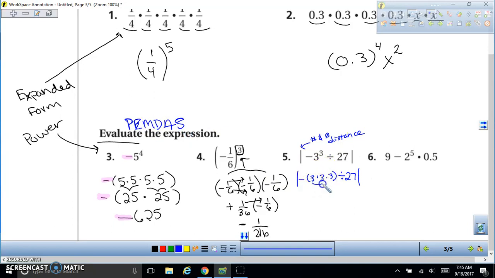3 times 3 is 9, and 9 times 3 is 27. Now I have the absolute value of negative 27 divided by 27. Negative 27 divided by 27 is going to be a negative 1. So take the absolute value of negative 1. The distance between 0 and negative 1 is 1. So 1.